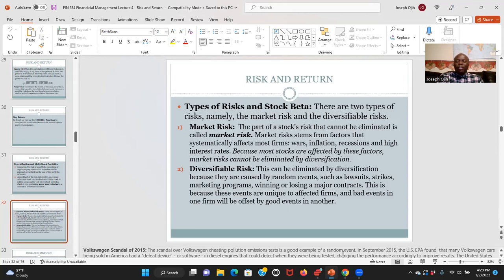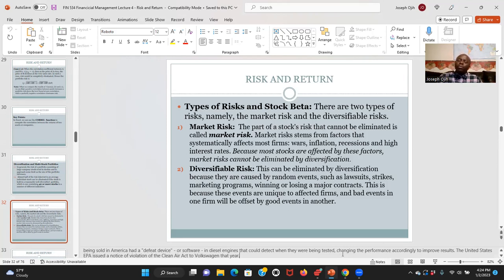This software can detect when those cars are being tested for emissions. And because they can detect when they are being tested, they change their performance accordingly to improve their score on the emission tests. So the U.S. Environmental Protection Agency during that time issued a notice of violation of the Clean Air Act against the Volkswagen company. During that time, the price of Volkswagen stock plummeted. Volkswagen lost a lot of value.